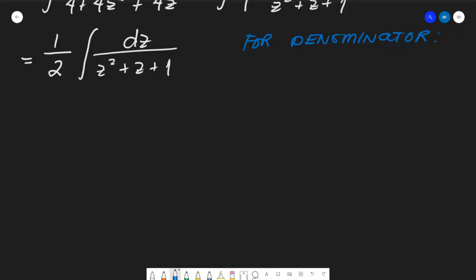Ayan. For the denominator, we have here z squared plus z plus 1. We need to transform this in the form ng u squared plus a squared. U is a differentiable function of z, no? Kasi sa z tayo nag-i-integrate. And a is a constant, perfect square constant, no? So, we need to find first u, no? Obviously.